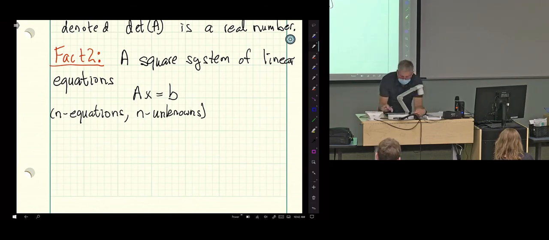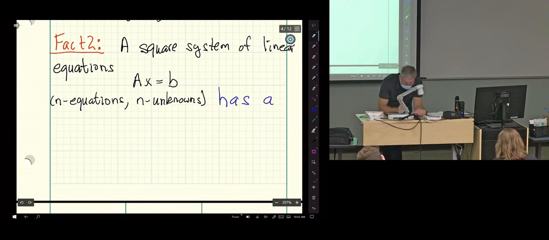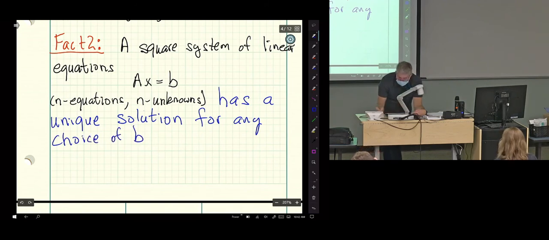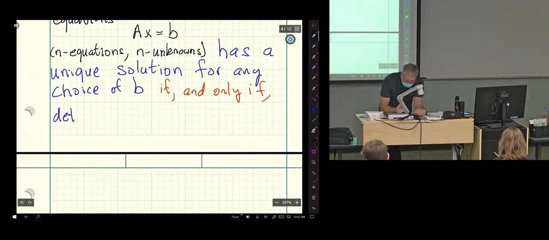A square system of linear equations that we write in the form AX equals B has a unique solution for any choice of B if and only if the determinant of A is not equal to 0.